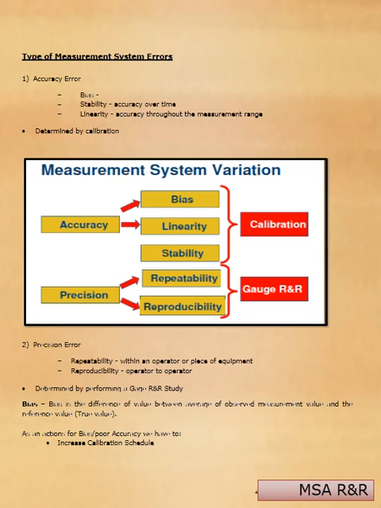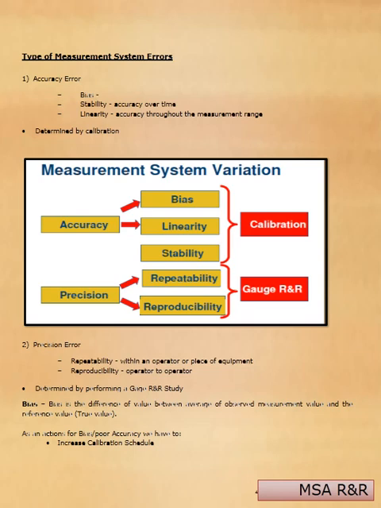Types of measurement system errors. Accuracy errors: bias, stability, linearity. These are all determined by calibration. Please see the image. Precision errors: repeatability and reproducibility. Determined by performing R&R studies.